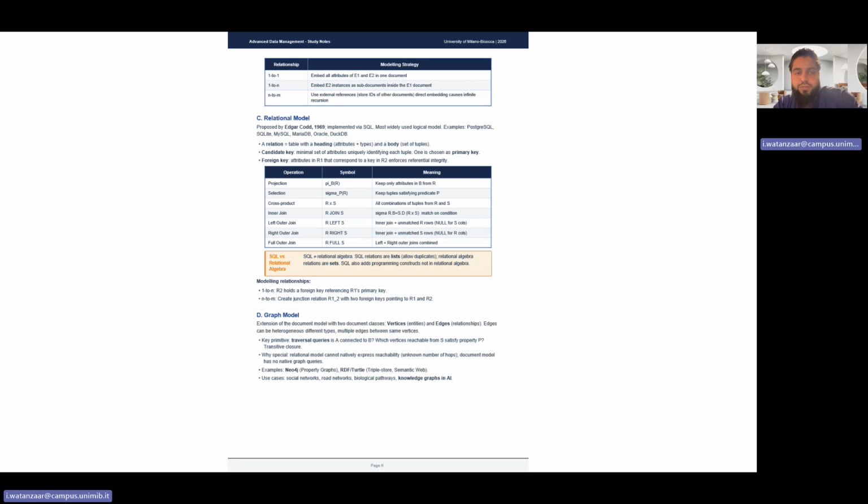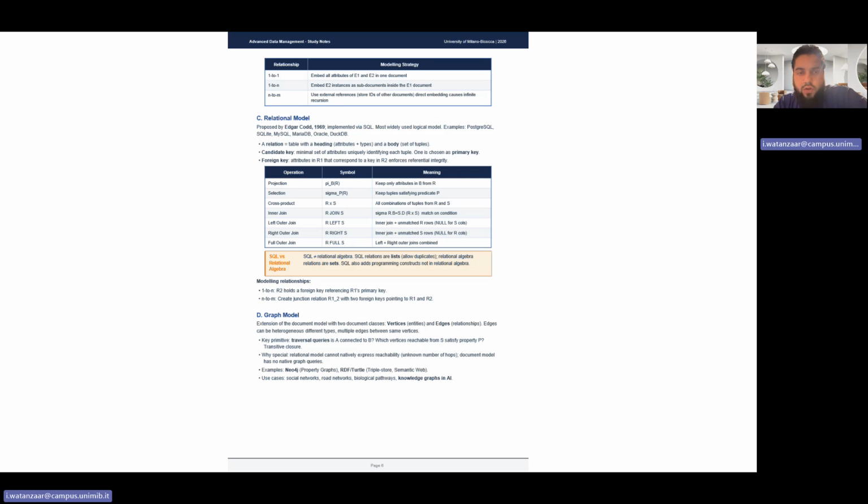relationship modeling. So this was overall about the relational model, how the relational model works when it's designed, and the important aspects we discussed: candidate keys, relation, its attributes and types, and certain operations. Now we are introducing the fourth one in these logical data models, and it's the graph model.